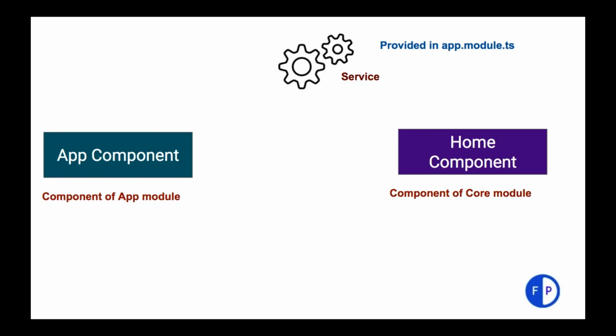Okay, so here is the diagram. You can see we have two components, app component and home component. App component is from app module, home component is from the core module. So they are two different modules, right?